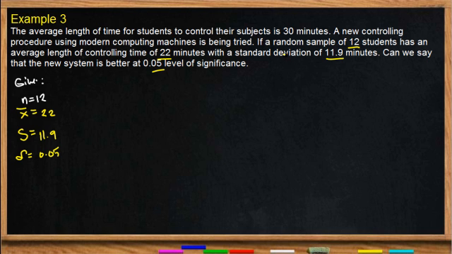What is being asked? Can we say that the new system is better? If it is better, what does that mean? What does it want to claim? Better compared to what? Compared to the average of 30 minutes, the old one. So the claim is that mu should be less than 30 to show that it is better, because the old system's control time is 30 minutes. Since this is the new system, if it is better, it should be less than the previous one. Okay?